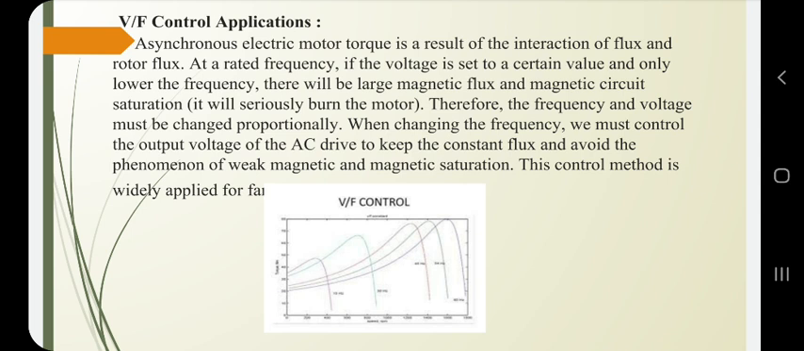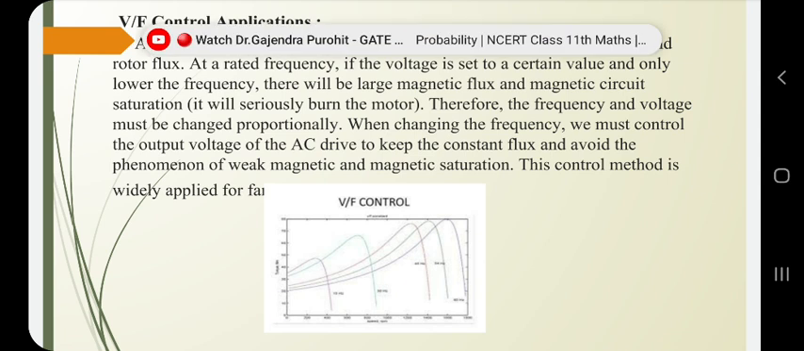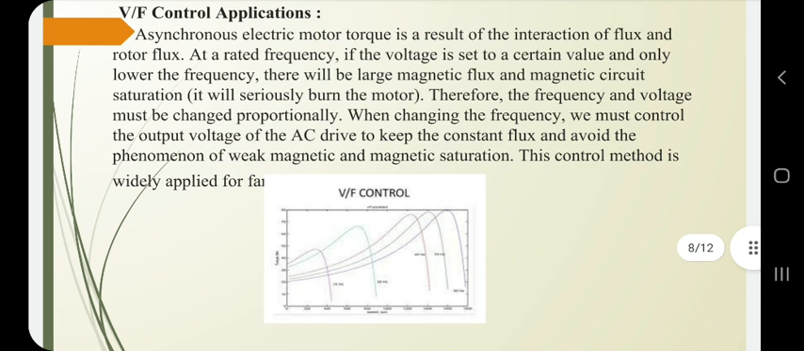Application of V by F control. It is most commonly used in the biggest industries, water pumps, conveyor belt control, and many kinds of industry. This is the graph of the voltage and frequency.